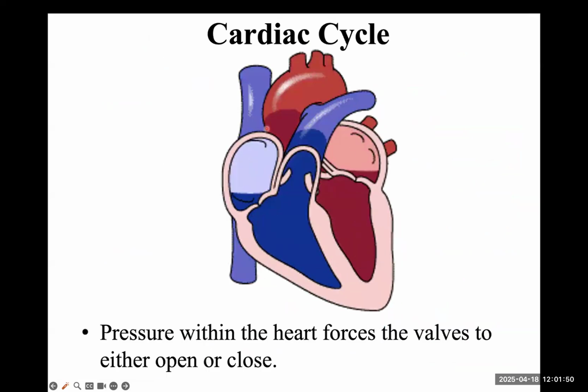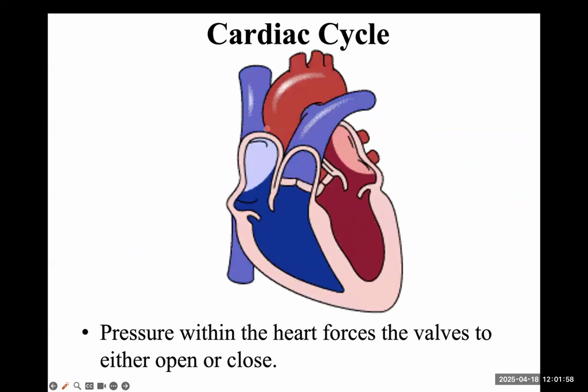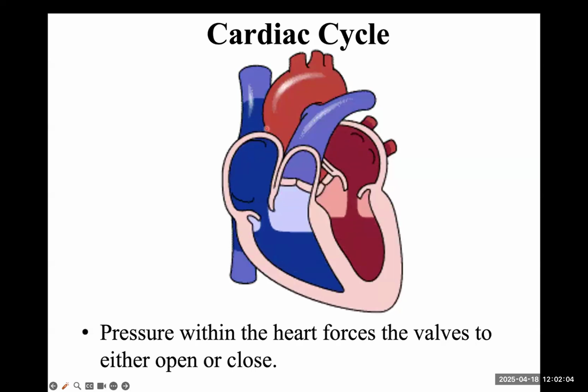Okay, so next thing we're going to talk about is the cardiac cycle. We talked about the conduction system earlier. Do not confuse the conduction system with the cardiac cycle. It's not the same thing. When I talked about the SA node, sinoatrial node, AV node, the electrochemical conduction system, that's the conduction system. And now we're talking about the cardiac cycle. This is the order the chambers are contracting in. They have to contract in a certain order for the blood to go in the right direction.